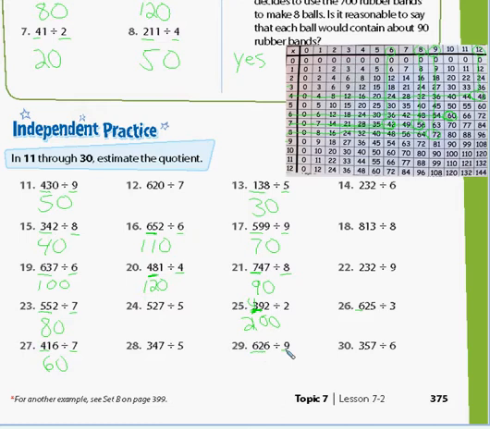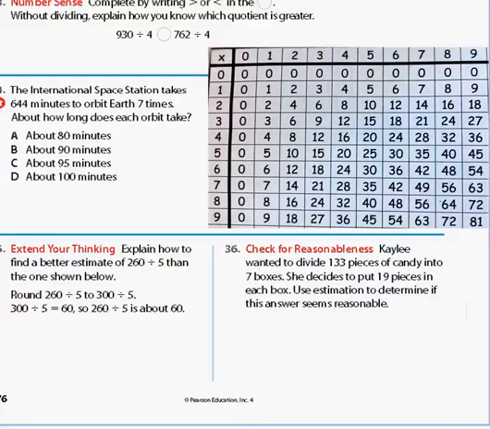divided by 9. Go to 9. Followed over, it goes to 63. So that equals 7. So that one's going to be about 70. Okay, that's good for the front side of the worksheet. Let's go ahead and look at the back page. Okay, back page.